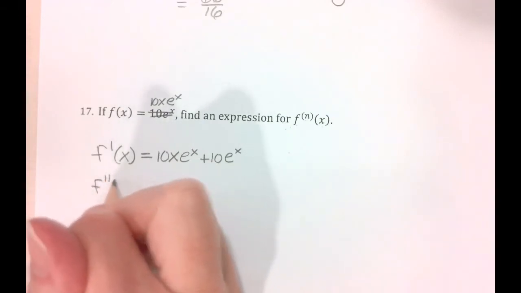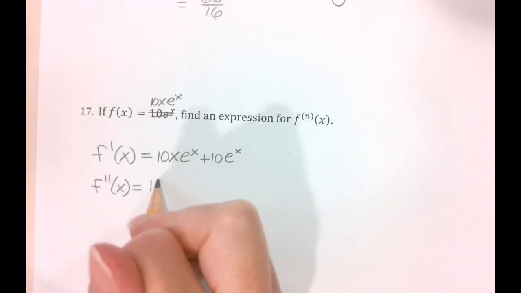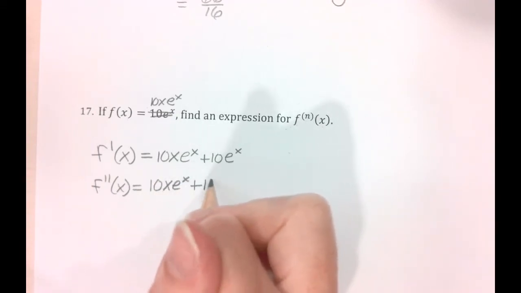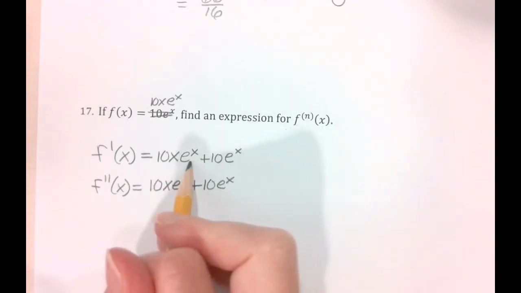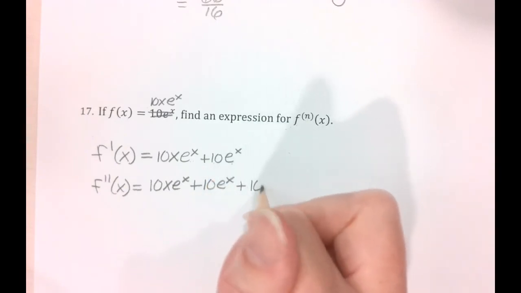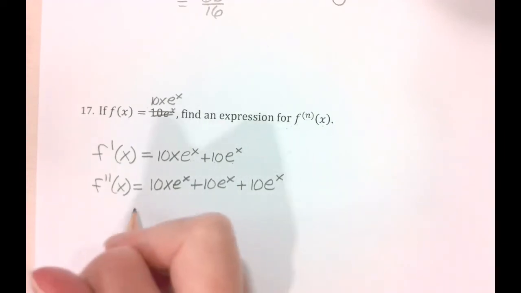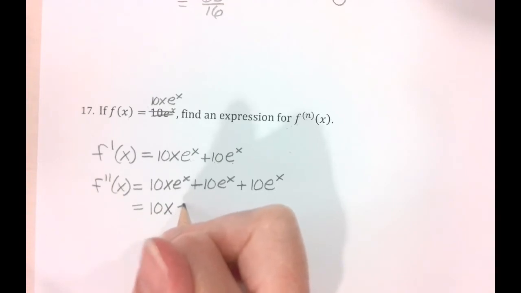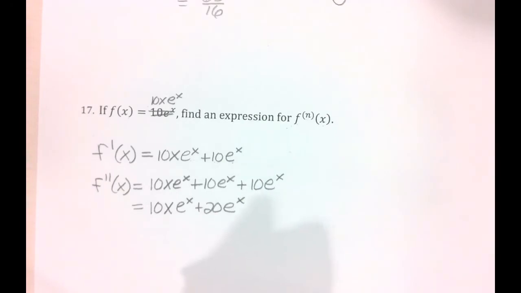My second derivative, product rule again, so I get the same output, 10x e to the x plus 10 e to the x. That is just the derivative of this product. I still have to take the derivative of 10 e to the x, which is 10 e to the x. It repeats itself because of that constant multiplier. Combining like terms, I get 10x e to the x plus 20 e to the x.